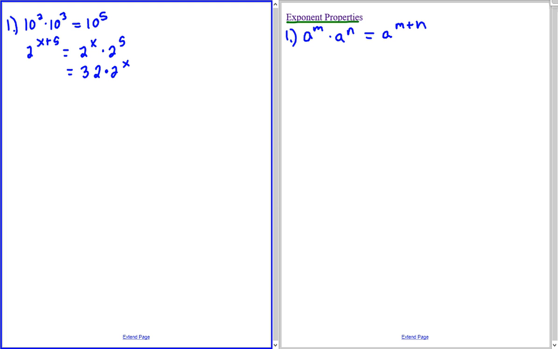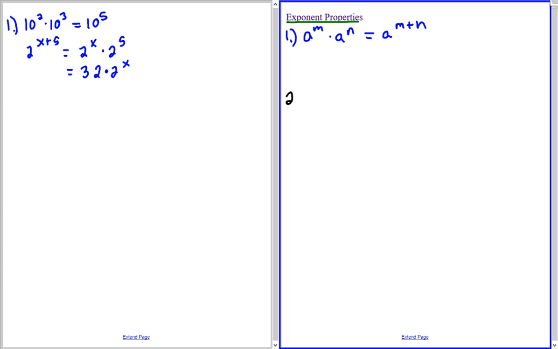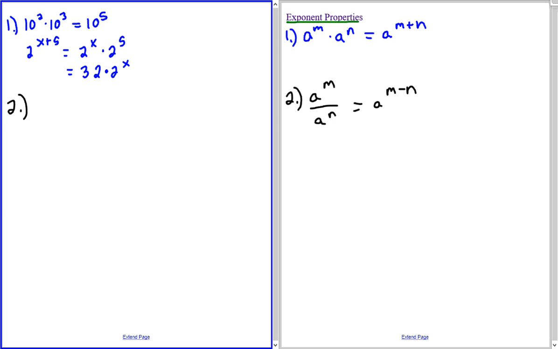So again, I'm trying to get you guys to start thinking both directions, left to right and right to left. The second property that we're going to look at is a to the m divided by a to the n. When I'm dividing and bases are the same, we subtract the exponents. So our example would be 2 to the 5th over 2 cubed. That's equivalent to 2 to the 5 minus 3, or 2 squared, which of course we know is 4. That's the traditional way you'd look at it.